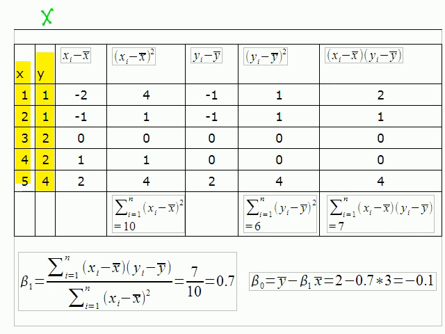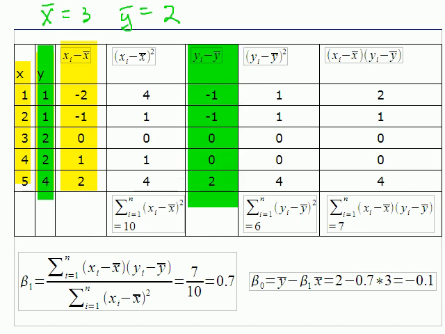Okay. The mean for x is 3, the mean for y is 2. Oh, I messed up my color scheme. Here's my y's. Okay, I take x and subtract it from its mean. I'm going to need that term. I take the y and subtract it from its mean, and there we go. Now I need to square them.